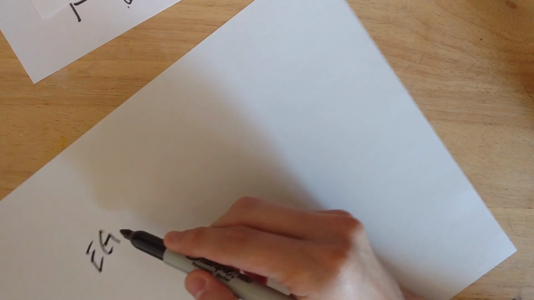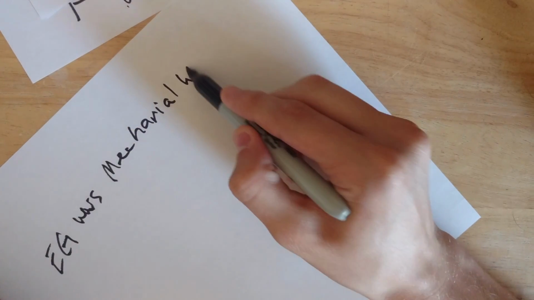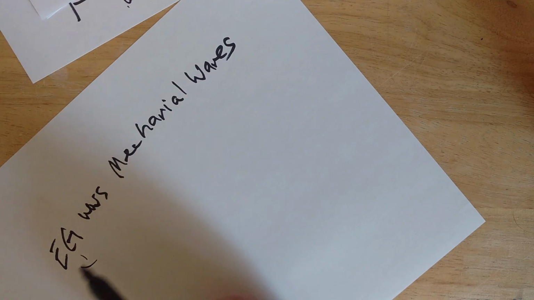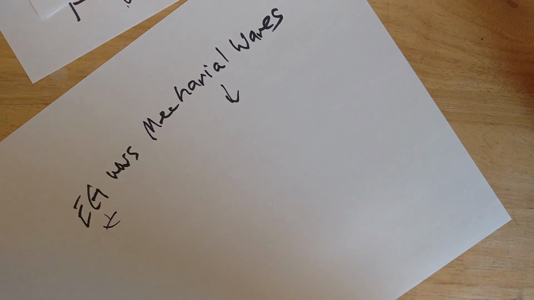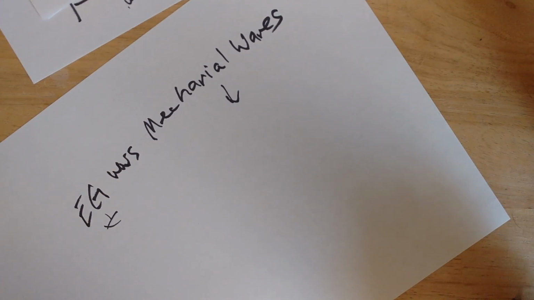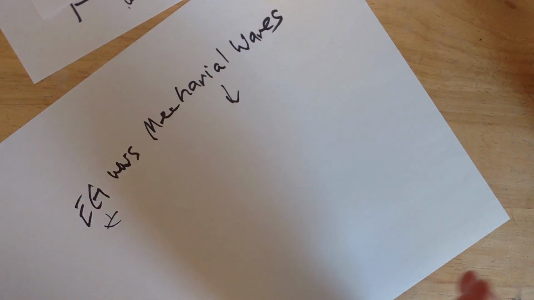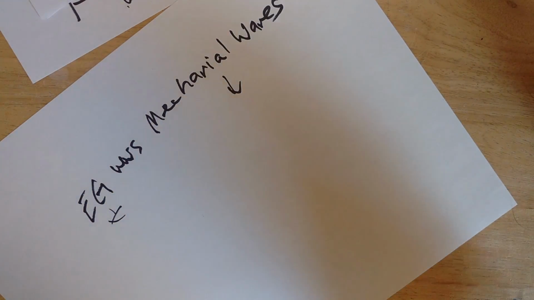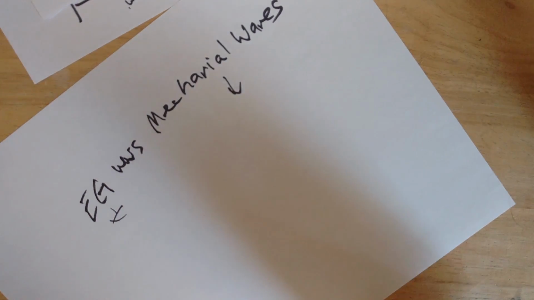So what's the difference between electromagnetic waves and mechanical waves? The biggest, most notable difference is that mechanical waves need a medium to travel through. That means they need something to transfer their energy through. Like with sound, you need air to have it travel through an area. If you're in outer space, in the vacuum of space, there's no air for it to travel through, so sound won't travel through space.